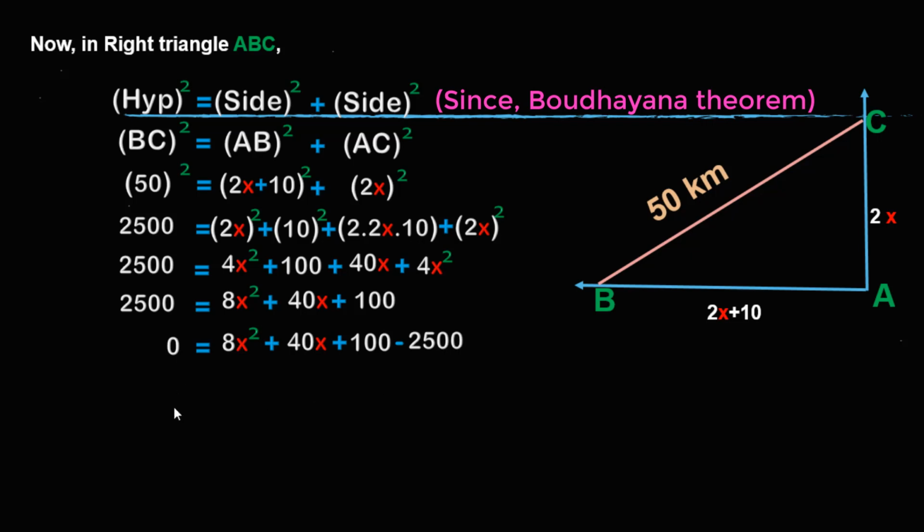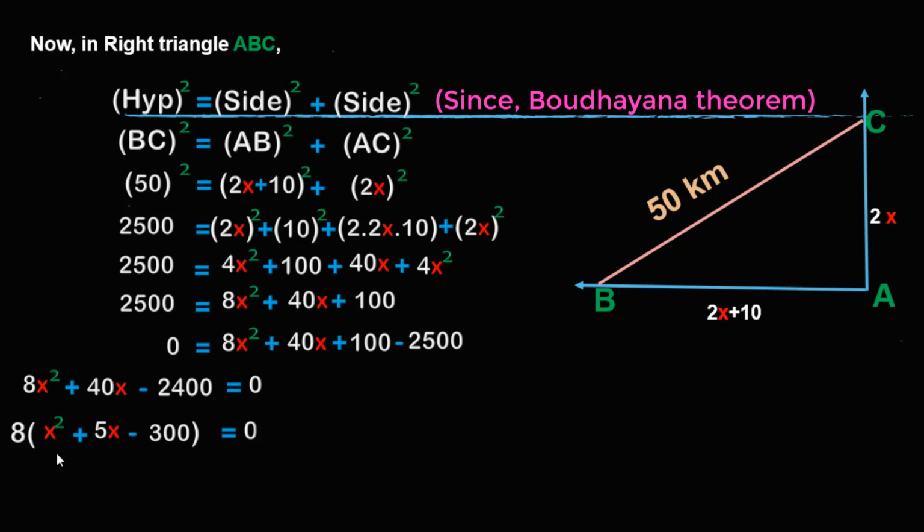Now again simplifying this, we get 8x² + 40x + 100 - 2500, which equals -2400 = 0. Now here clearly in all the terms we have 8 as common. So by taking 8 common, we get x² + 5x - 300 inside the bracket, which equals 0.